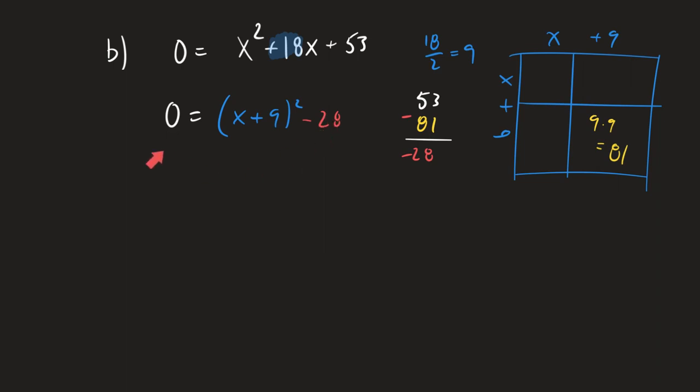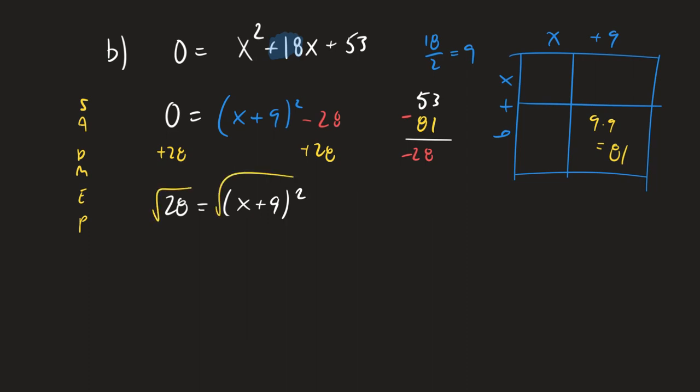Once I have it in vertex form, I'm going to start to solve it. So I'm going to get x by itself. I'm going to use SADMEP. Any subtraction or addition I can do first. So I want to add that 28 over. Look on the outside of the parentheses for any division or multiplication. There's none of that, so move on to exponents. So we're going to square root both sides. On the right side, we're going to get x plus 9.